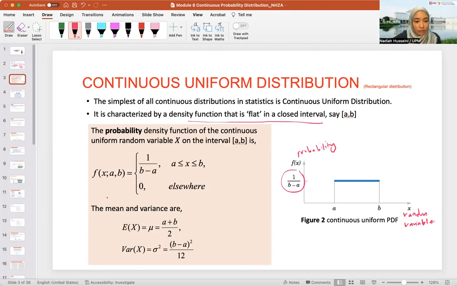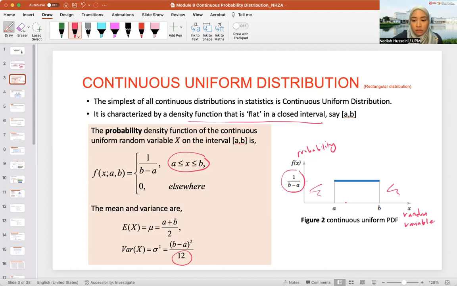So it is described by 1 over b minus a, and this only applies when x is between a and b, a less than or equal to x less than or equal to b. And everywhere else, meaning this region and this region, the distribution will be zero. The mean and variance are given by these equations: a plus b over 2, and the variance is b minus a squared over 12. So there's suddenly a 12 there, but there is a proof to get to this point. If you're interested to see the proof, look at the textbook that you are referring to. They include the proof usually in the appendix.